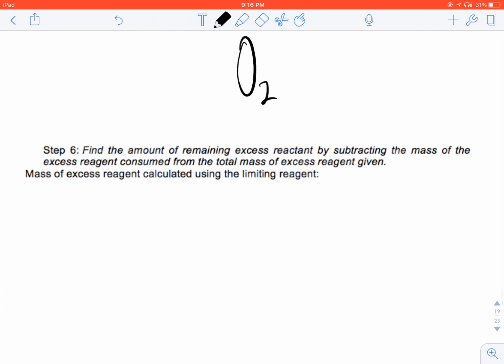So follow-up questions for these questions could be, well, how much of that excess reactant do you have left over? Right? Maybe we want to know how much oxygen's left over so we can do another reaction with it later on.